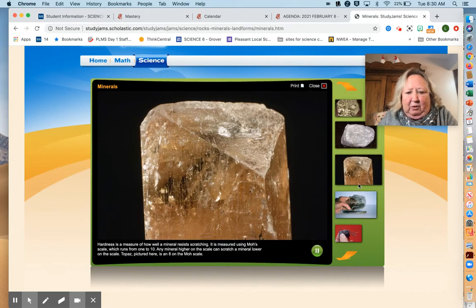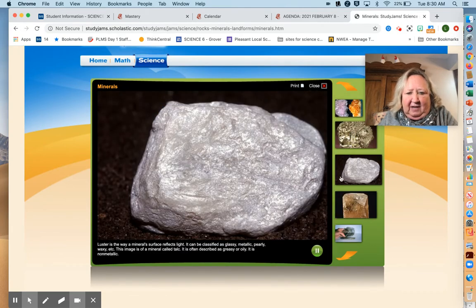Another way to identify a mineral is luster, and that is how the mineral reflects light. Some terms they use for luster: glassy, so it looks like glass; metallic, which would look like a metal, think of the silvery look of aluminum foil; pearly or waxy. So this is called talc. Talc is the lowest there is on Mohs scale, which we'll get to in a second. Talc is almost a powder.